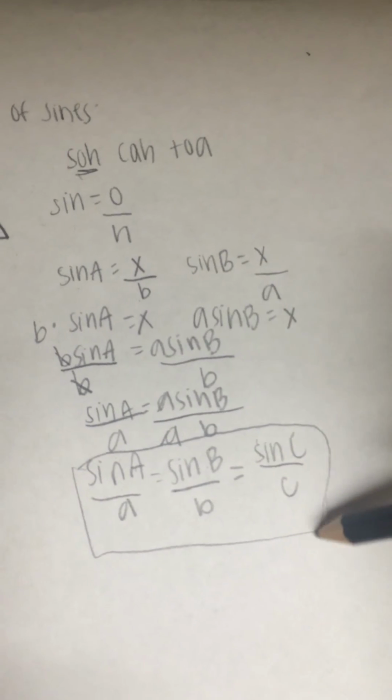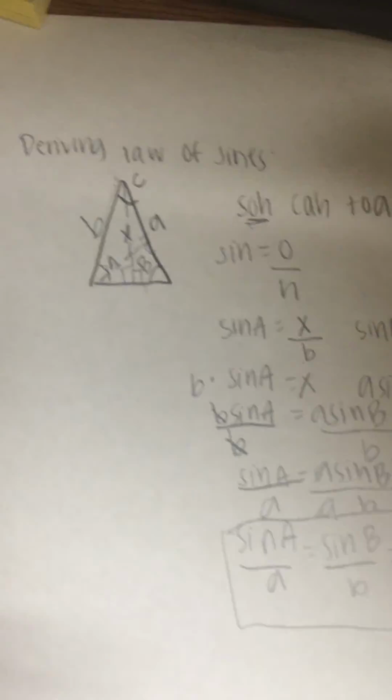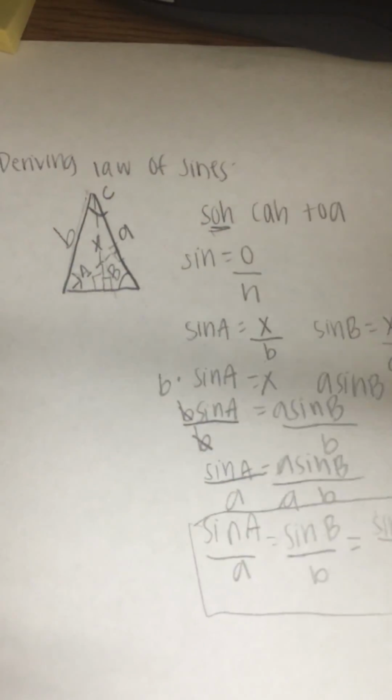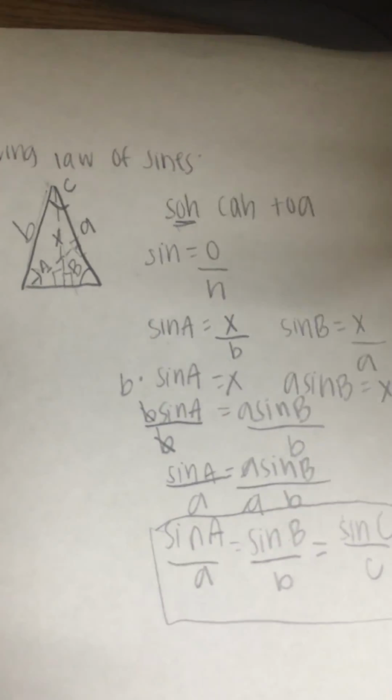Now this is your formula of law of sines, and that's how law of sines is derived from a non-right triangle.